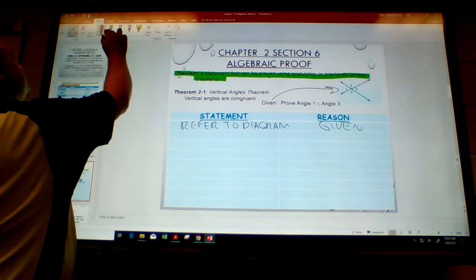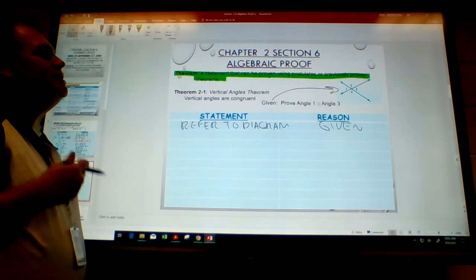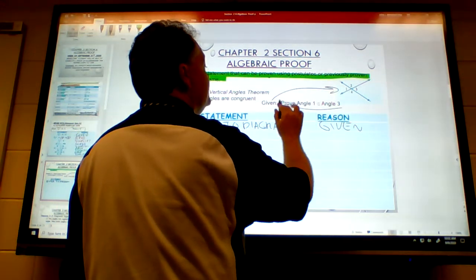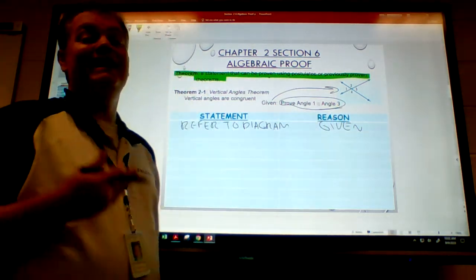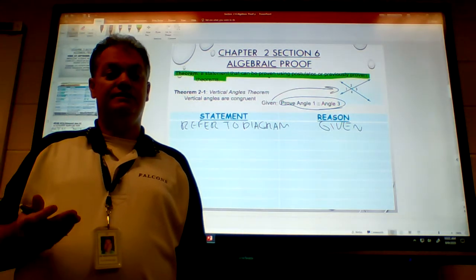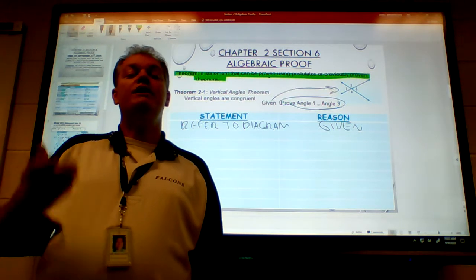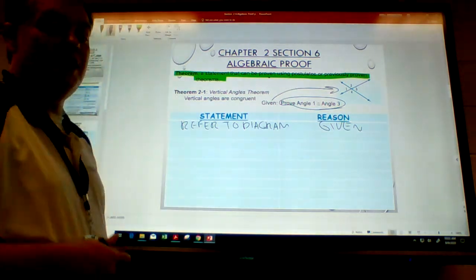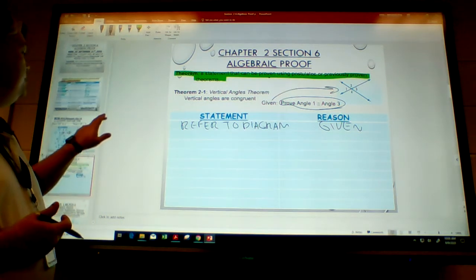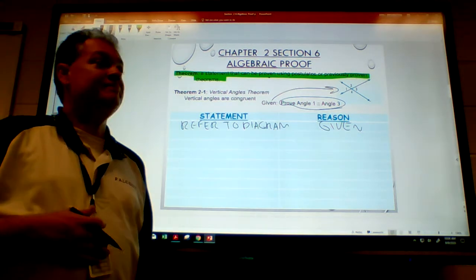Okay, so here's what I'm going to do. I am trying to prove that angle 1 is congruent to angle 3. Basically, I'm trying to prove the vertical angle theorem. We've talked about vertical angles being congruent. Now I'm going to prove it, using what I already know. So I'm going to go through this with you step by step. And of course, you can always ask me questions via email or just ask me in class. I'll be happy to help you.